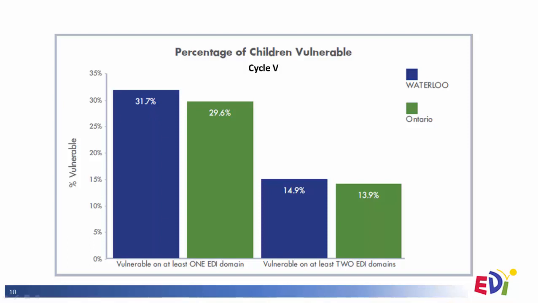On the right, the graph shows the percentage of children vulnerable on at least 2 domains was 14.9% compared to 13.9% for Ontario. This is also a meaningful difference.